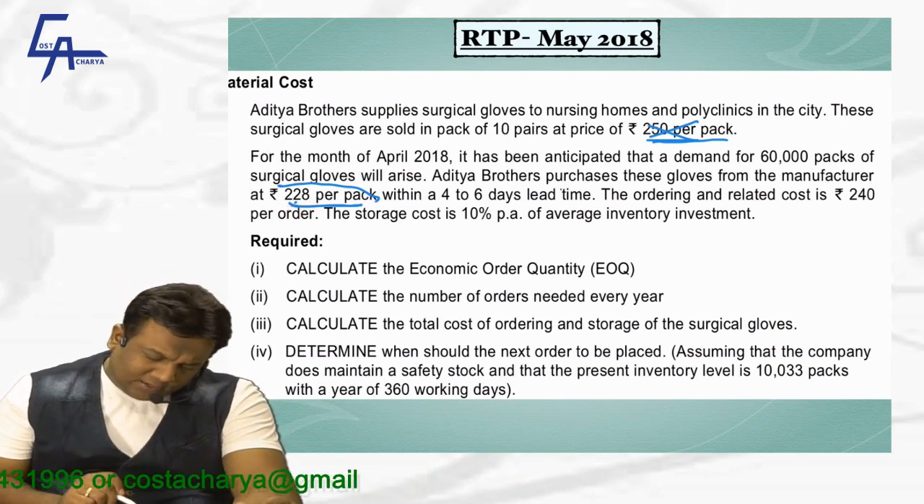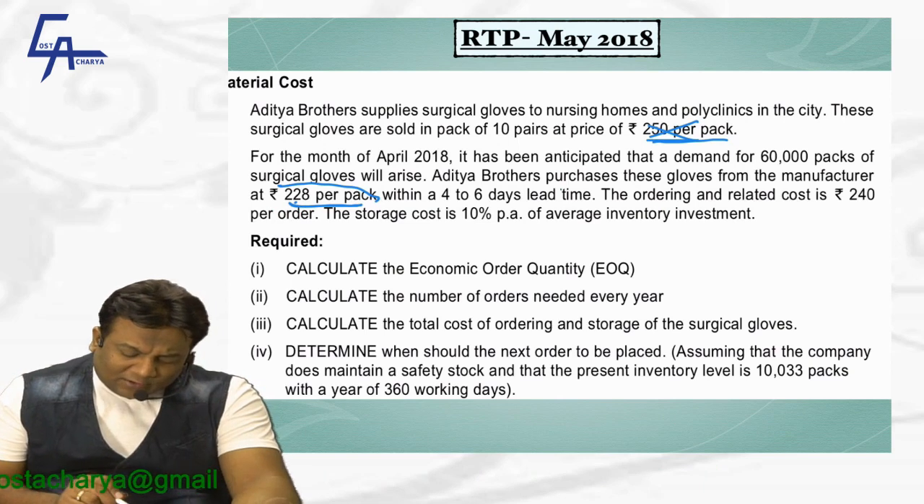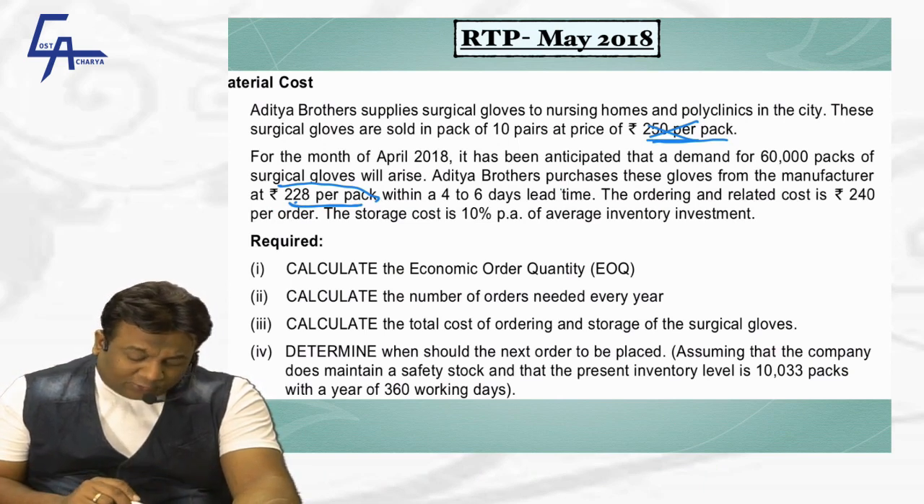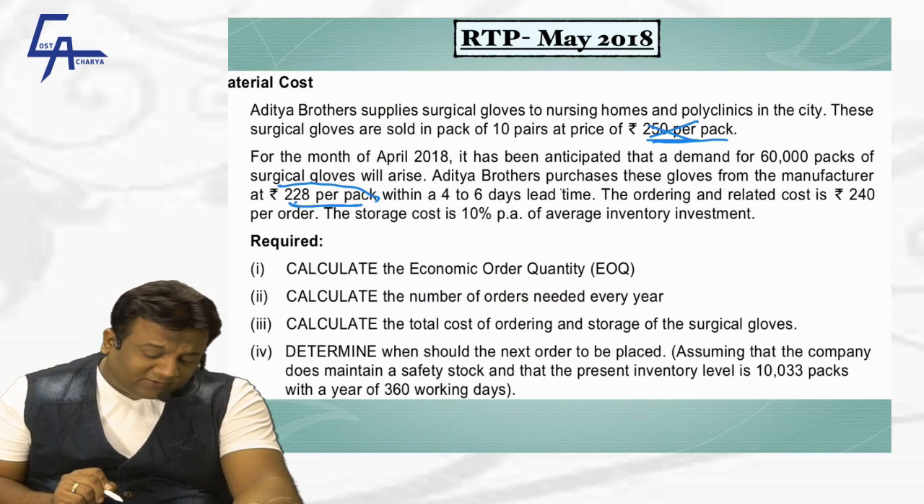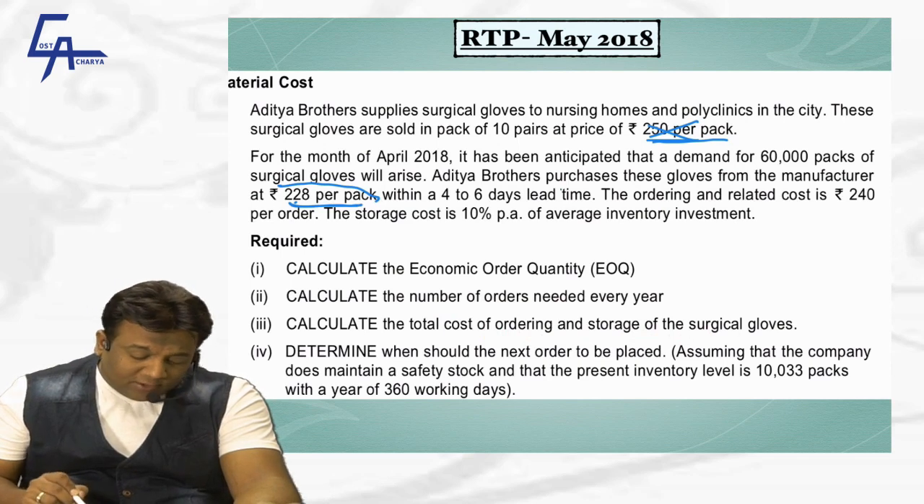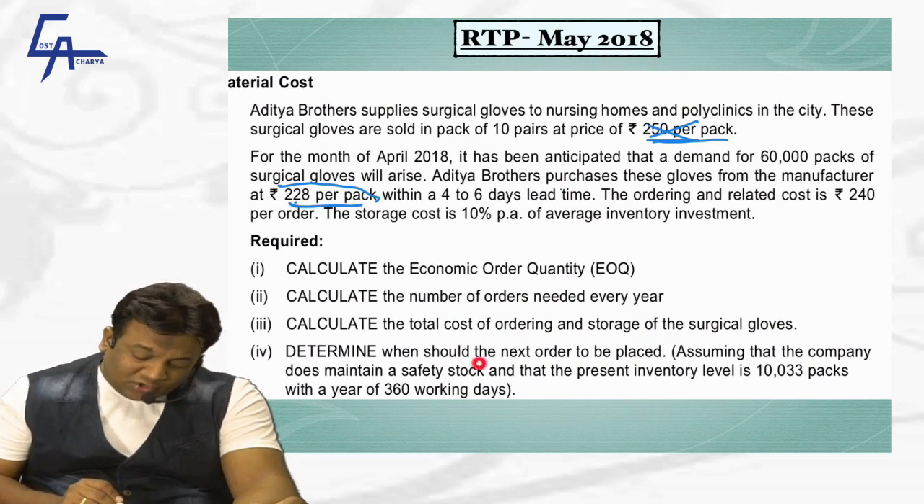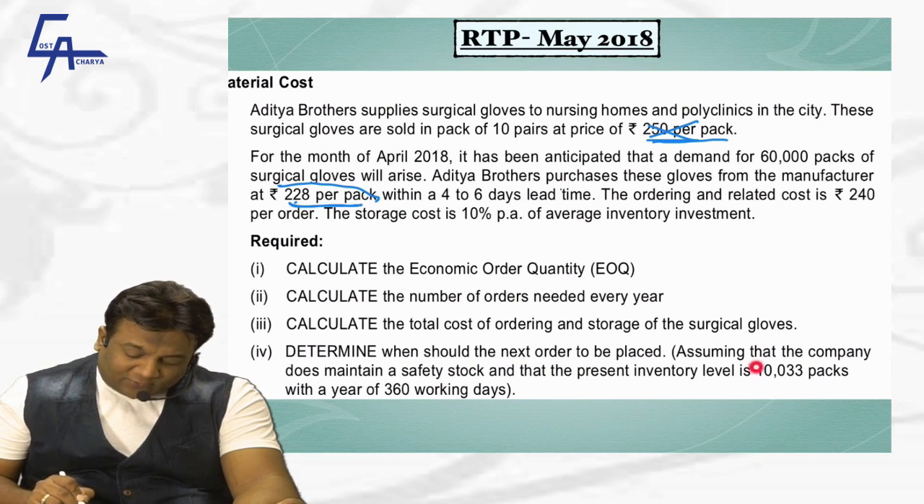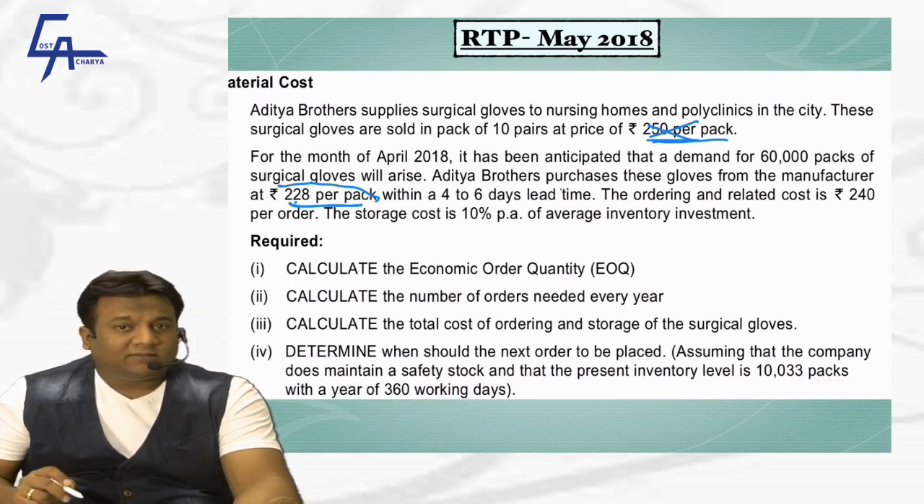Now what they have asked us is to calculate the EOQ. They have asked us to calculate the number of orders needed every year. And they have also asked us to calculate the total cost of ordering and storage of the surgical gloves. And at the same time, determine when the next order should be placed, assuming that the company maintains a safety stock and that the present inventory level is 10,033 packs, with a year of 360 working days.